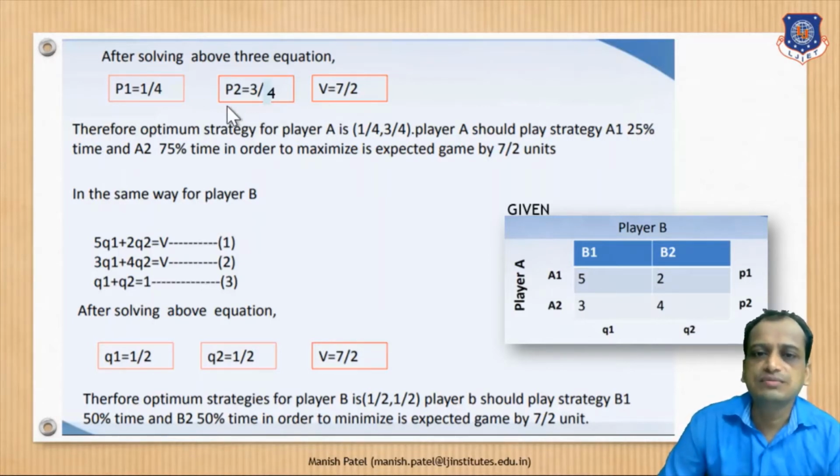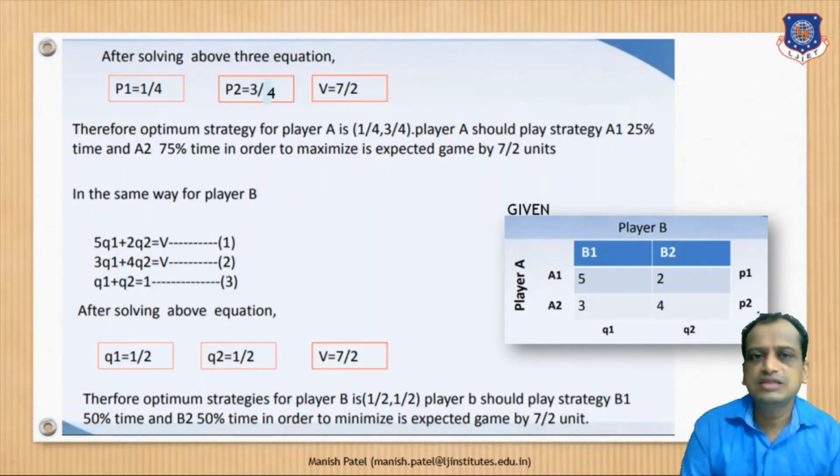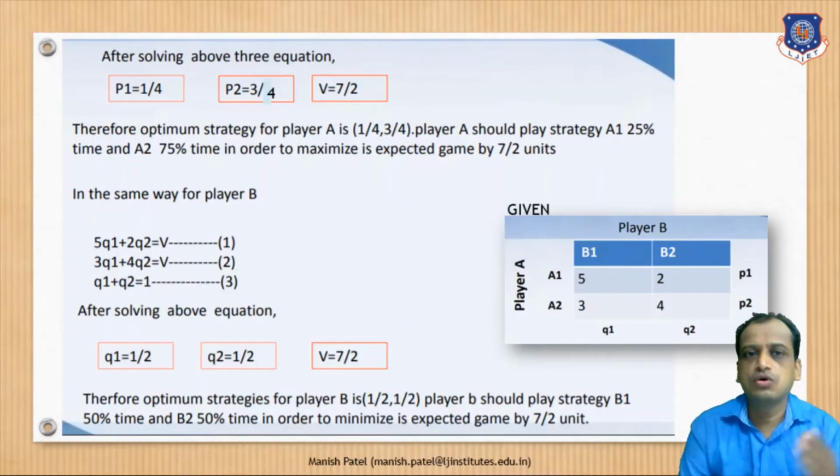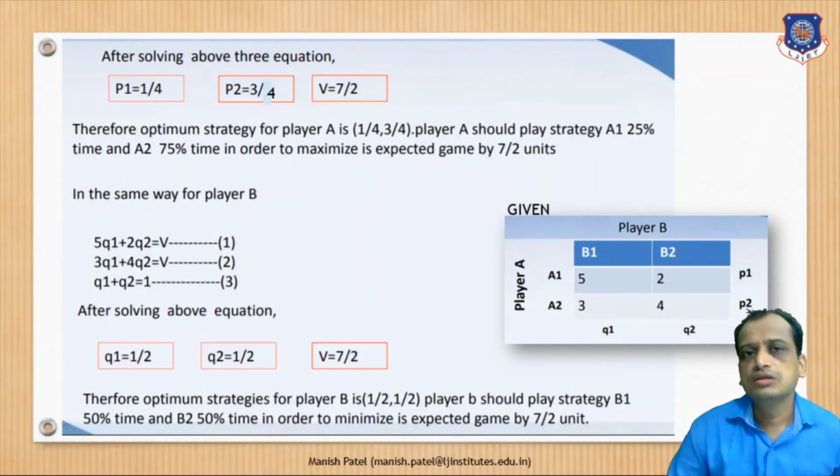In the same way, for player A, it is 1 by 4 and 3 by 4 course of action in such a way that he will try to maximize the expected payoff with the value of the game of 7 by 2. So A on one side is the maximizing player and B on the other side is the minimizing player. What A is trying to do is maximize the profit, right? And B on the other side is going to minimize the loss. Clear?